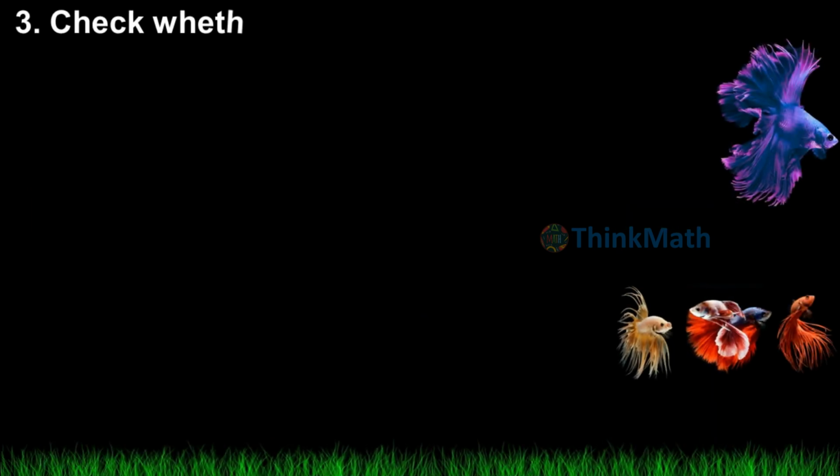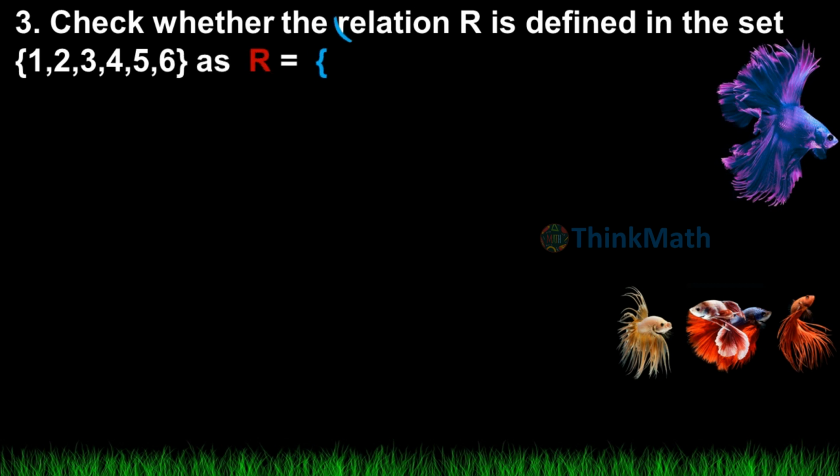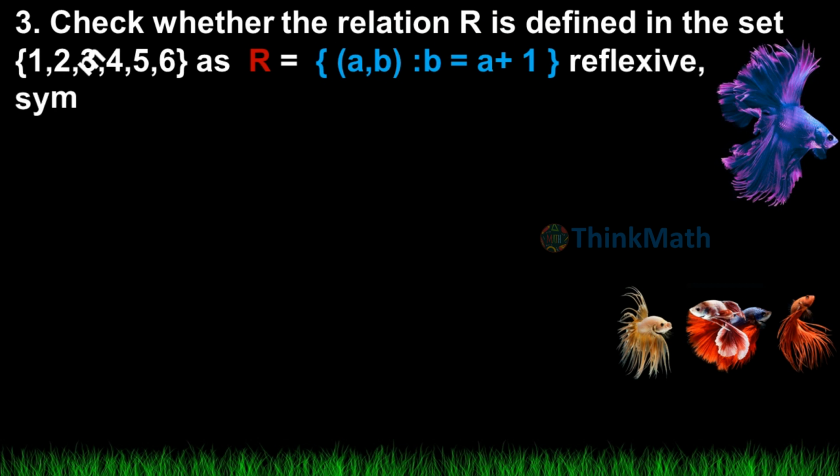Question number 3. Check whether the relation R defined in the set {1, 2, 3, 4, 5, 6}, where R is equal to the set of all (a, b) such that b equals a plus 1, is reflexive, symmetric and transitive.